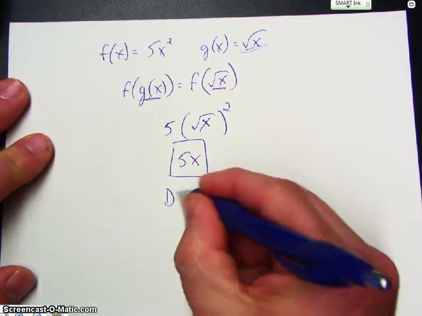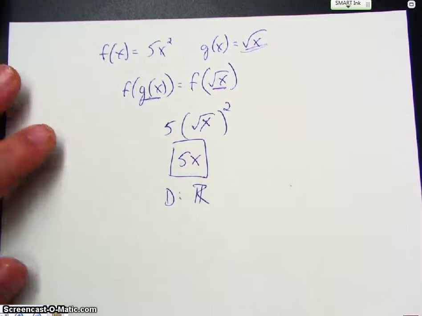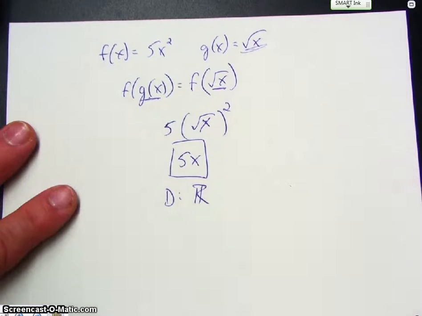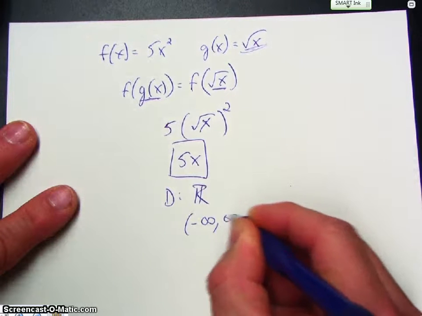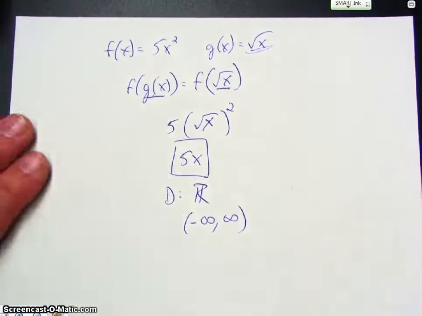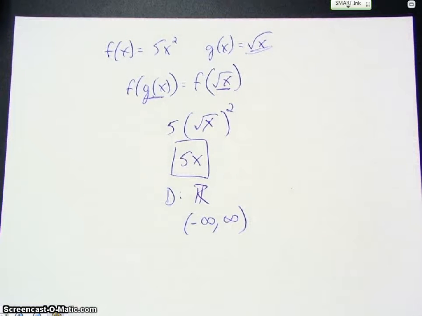The domain is all reals, because there are no fractions or radicals. And in interval notation it would be parenthesis, negative infinity to positive infinity, parenthesis.